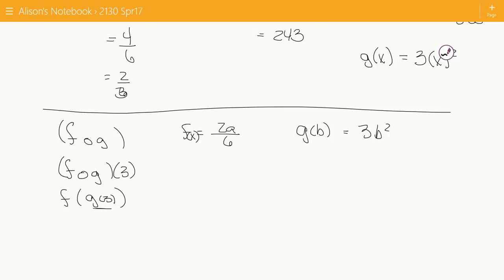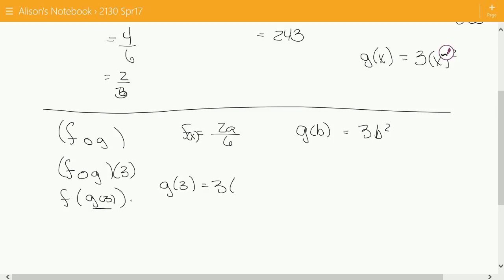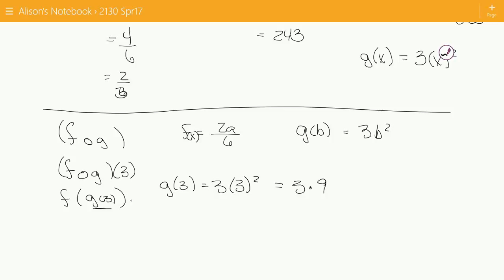Well, I'm going to have to find out what g of 3 is, which means that I'm going to need to take my g, and g of 3 is going to be... I'm going to replace the value of b with my 3, and now I'm going to have 3 squared. So this is going to be 3 times 9, which is going to give me 27. All right, so now that I know that g of 3 is 27, and here is my g of 3, I'm going to say that is equal to f of 27.